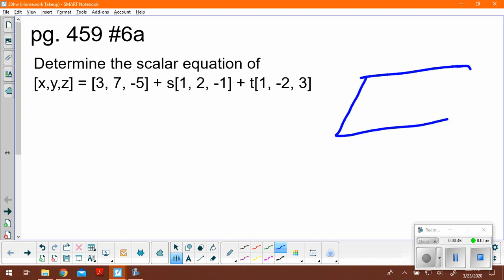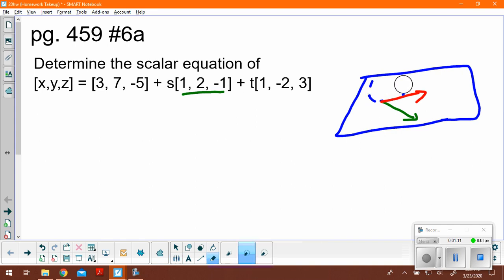If that's my plane, I have this point, that would be my 3, 7, negative 5. There's a point on the plane. And these other 2 pieces are my direction vectors. That could be my vector with S, and this could be my vector with T. So I have a point on the plane and I have the 2 direction vectors.